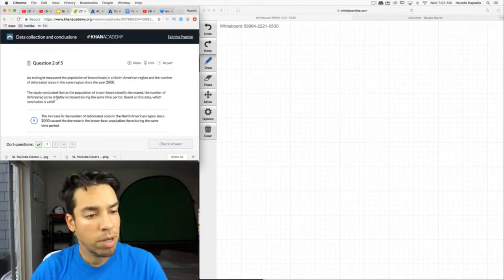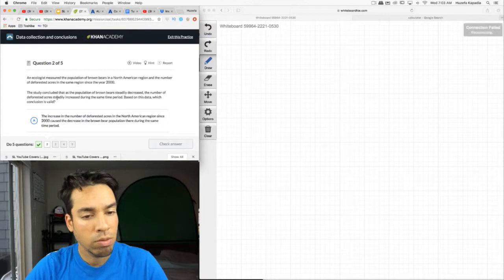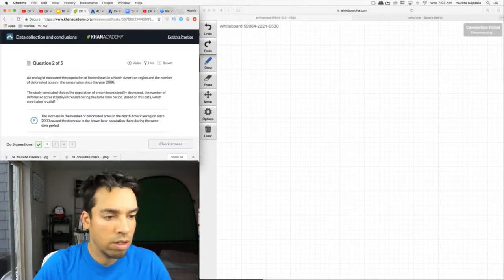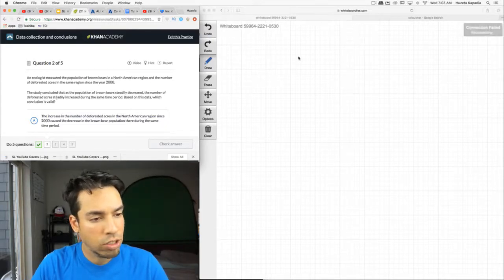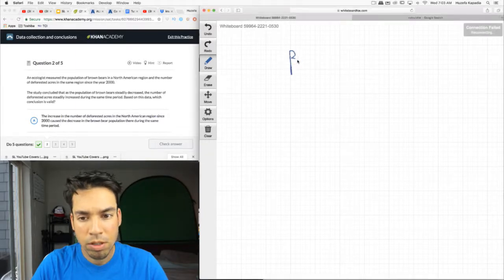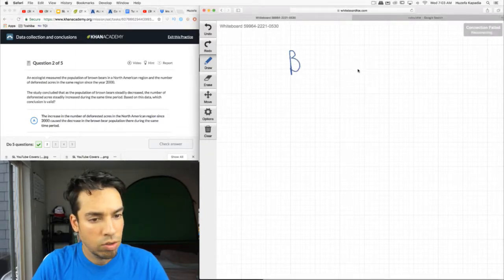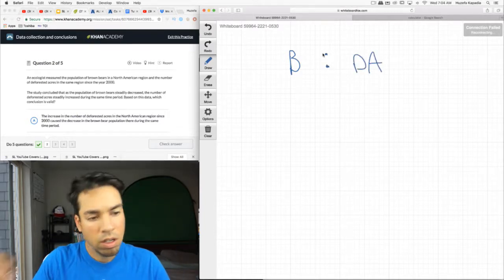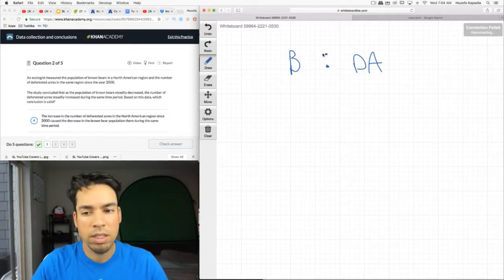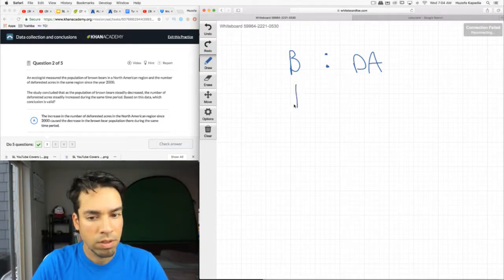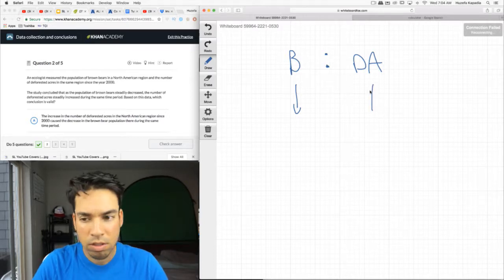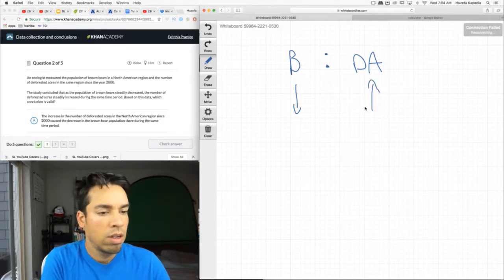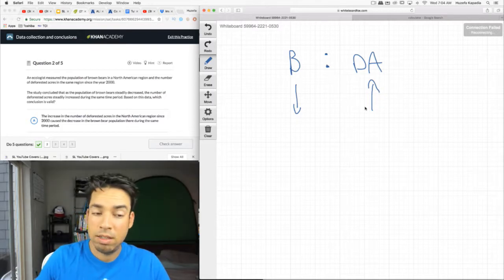An ecologist measured the population of brown bears in a North American region and the number of deforested acres in the same region. The study concluded that as the population of brown bears steadily decreased, the deforested acres steadily increased. Okay. All right, so which conclusion is valid?